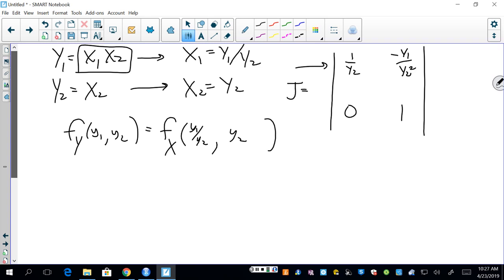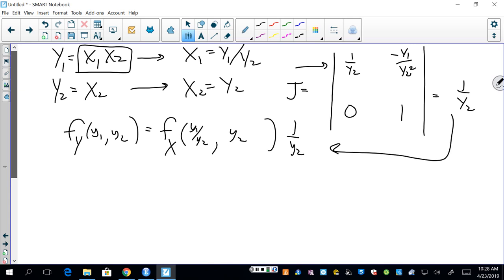The determinant of a 2 by 2 matrix is this product minus this product. So it simplifies to just 1 over y2 in this case. We actually take the absolute value, just like we did in the one-dimensional case, but all of our y's are positive. So that's it. And this extra little piece goes on to here. That's the source of this extra little scale change piece.